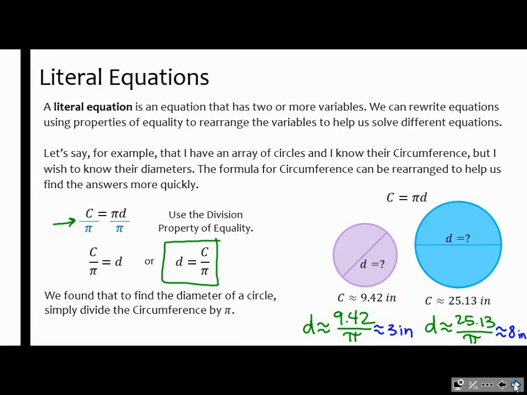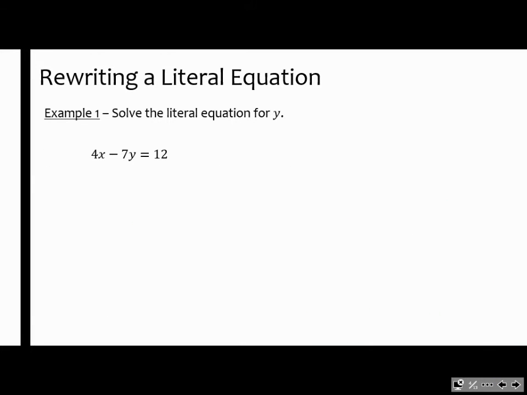All right, so let's keep going with our applications. First, we're just going to practice the habit of rewriting. So solve the literal equation for y. I need to isolate the variable y. That means I'm looking for terms that are on the same side as y that need to go away. This x term needs to disappear, and so the property of equality that will make it disappear is the subtraction property of equality.